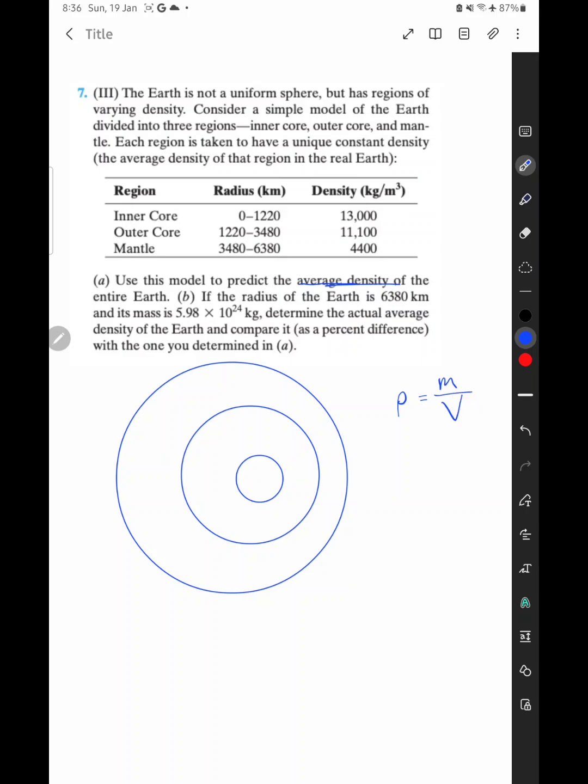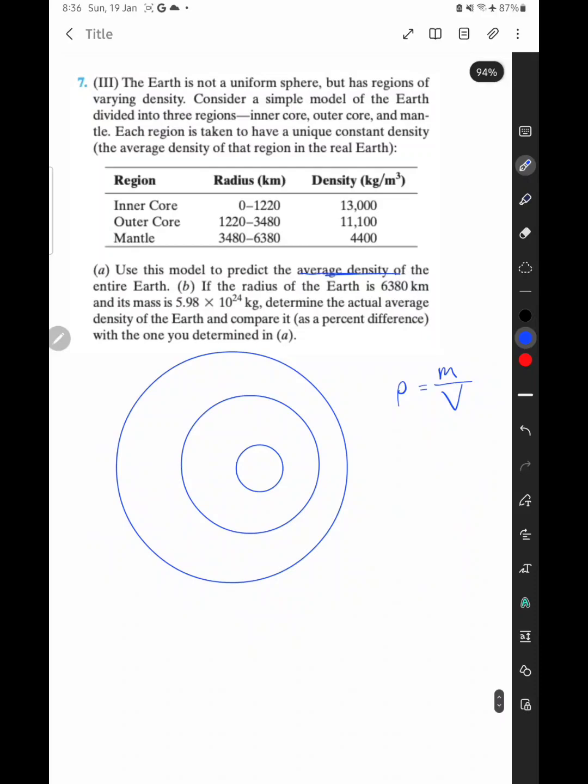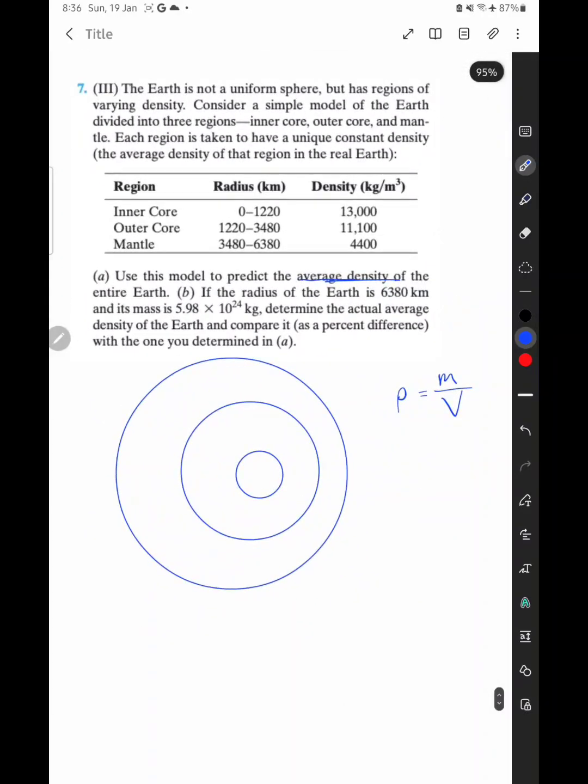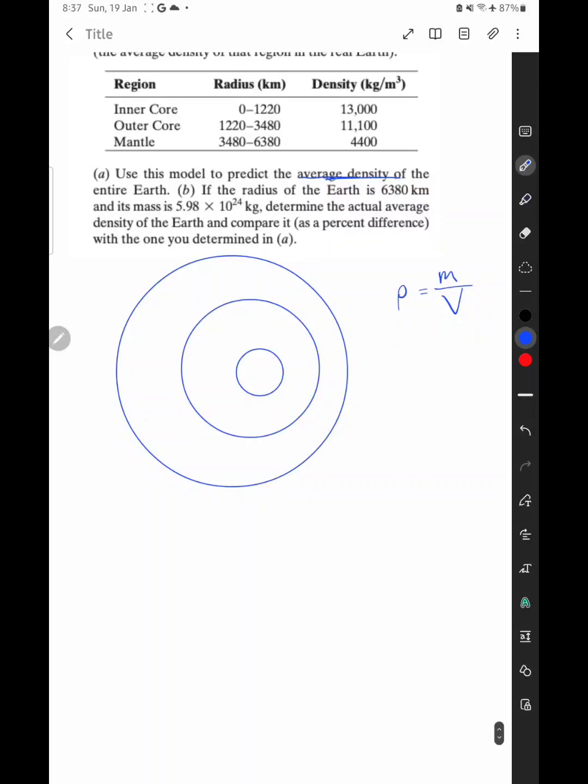Alright? So because density is constant, we say that density is given by mass over volume. Obviously in this case, density is not constant, so the average density will be given by the mass over the volume. Alright? So for this, we'll need to consider each of our 3 regions. We'll need to consider the total mass, and we'll need to consider the volume of the whole Earth.